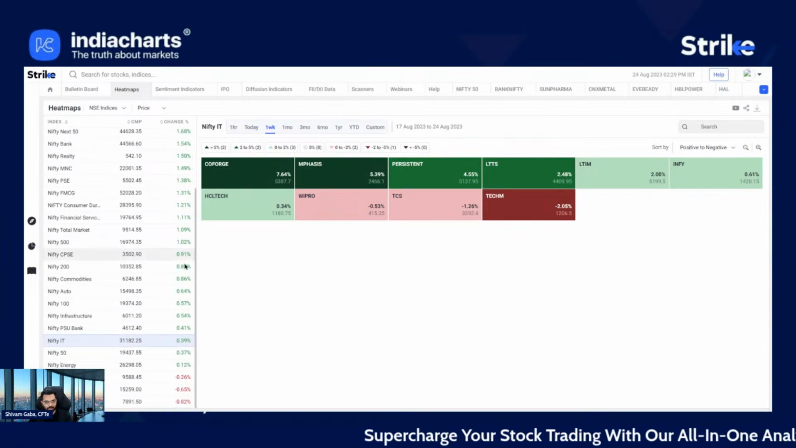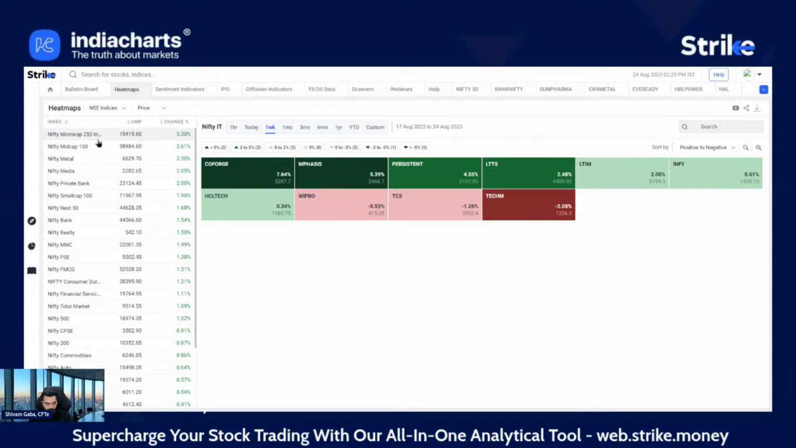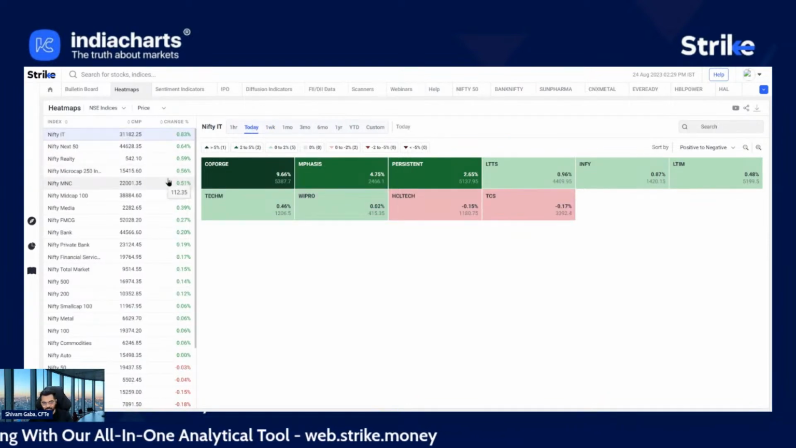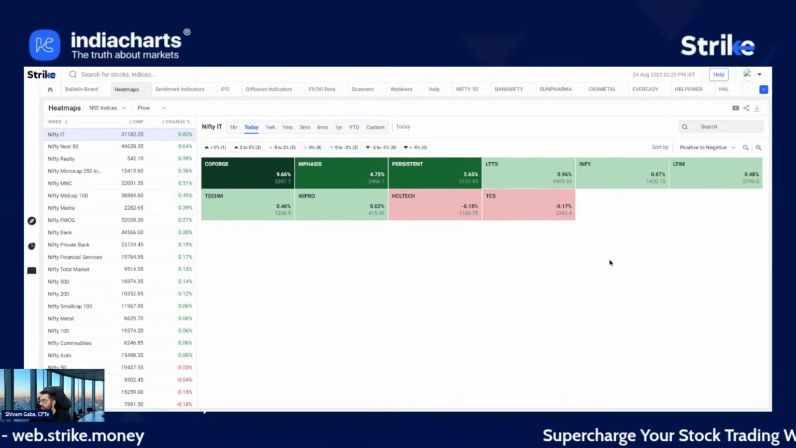but that may not be true on all different time frames. If I look on weekly, then IT is quite below, and sectors like mid cap and micro cap come at the top. So there is rotation between sectors. So one needs to treat each sector or each chart on its own.